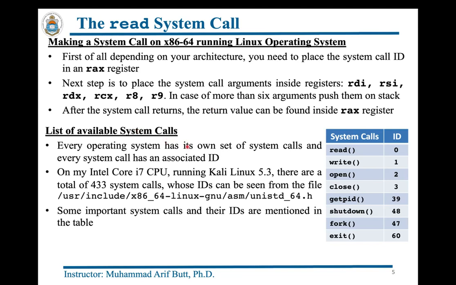Well, dear friends, every operating system has its own set of system calls, and every system call has an associated ID. On my machine running Core i7, running Kali Linux 5.3, there are a total of 433 system calls. On your system, it may vary. Anyway, you can find the IDs of different system calls inside this file on Linux machines, unistd_64.h. And these are some of the important system calls with their associated IDs.